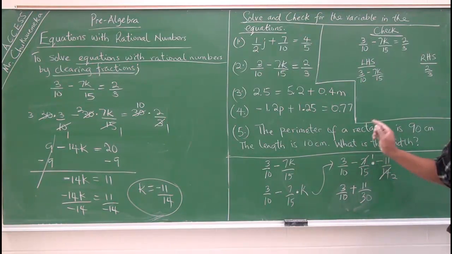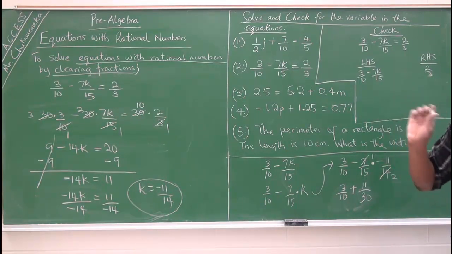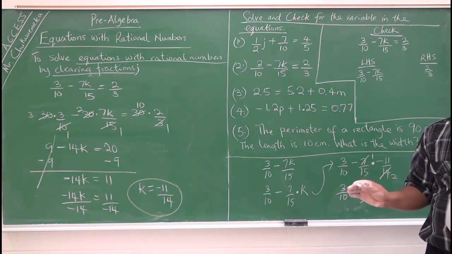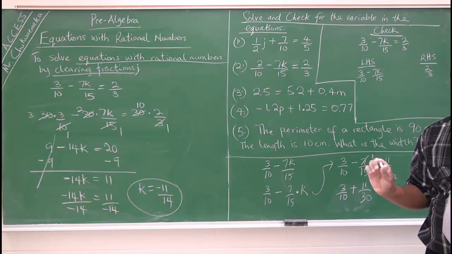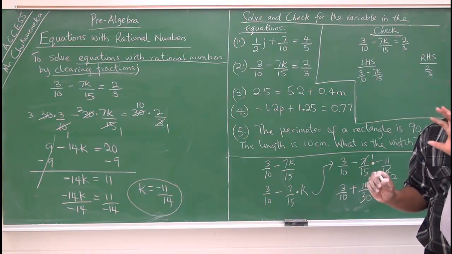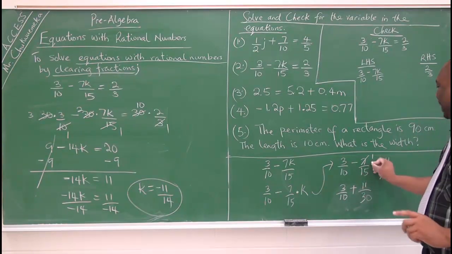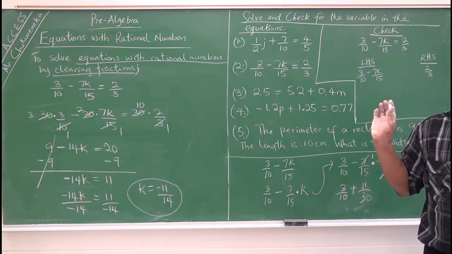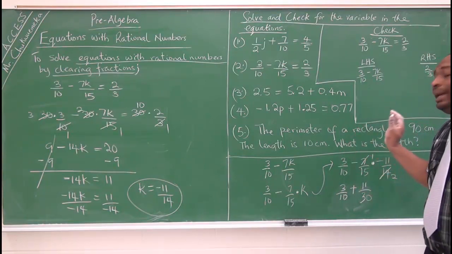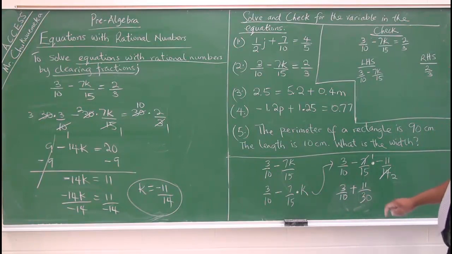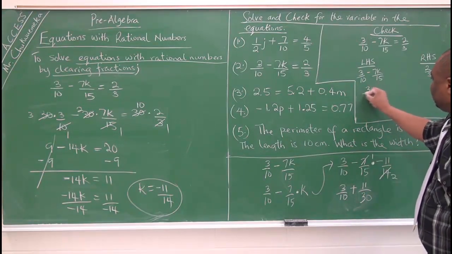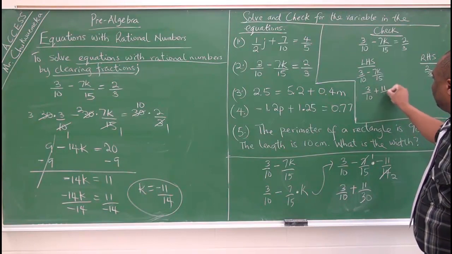Now, there is no difference between minus and negative and subtract. They mean the same thing. Minus, negative, subtract, it means the same thing. And when you multiply two negatives, or two minus signs, it gives you a positive. Okay? Now, we can go ahead. This is now 3 over 10 plus 11 over 30.